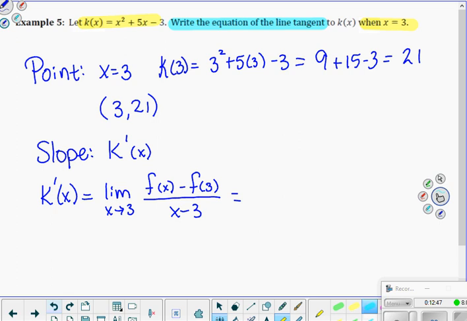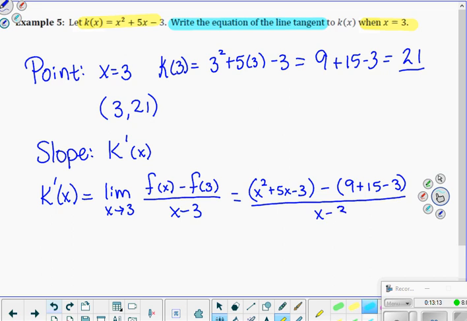F of x is my highlighted yellow, so x squared plus 5x minus 3. Take away f of 3. Plugging in 3, we already did it once. We plugged in 3 and we got 9. But for your notes, you might just want to show what we did to get that. And I just noticed I did not write the word limit. Shame on me. The limit as x goes to 3.